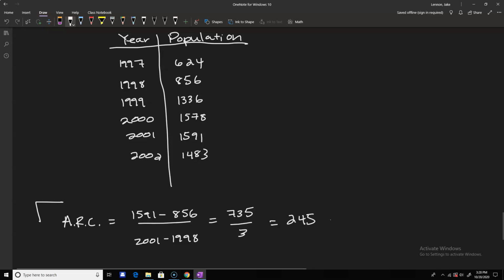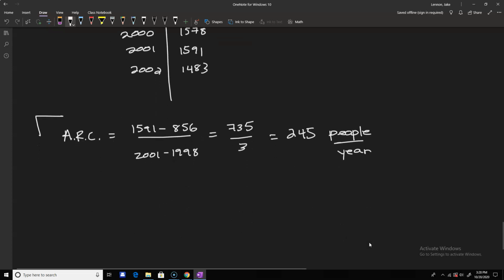And what are the units? That is people per year. Remember, the units of the output are the population, which is people. The units of the input are year. So that's the average rate of change.